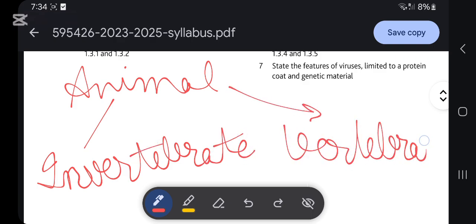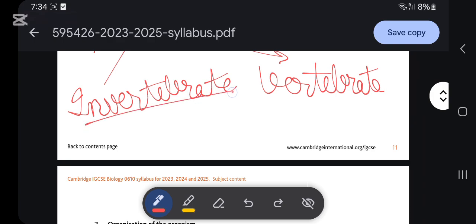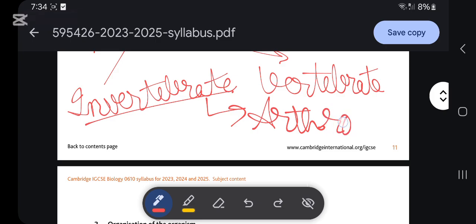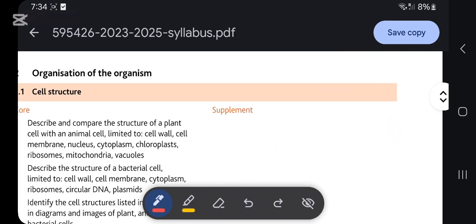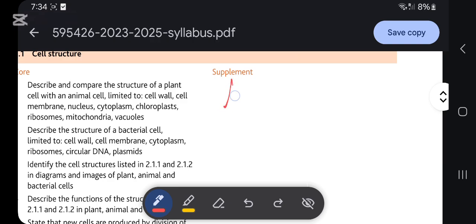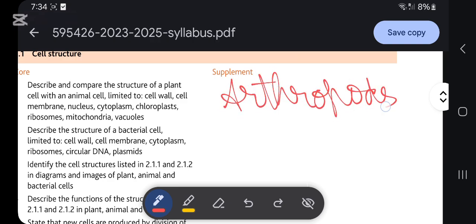Looking at invertebrates, there are many types, but we will be dealing with arthropods. So let's have a closer look at arthropods. First we will be dealing with insects.